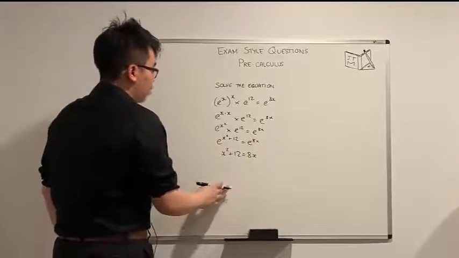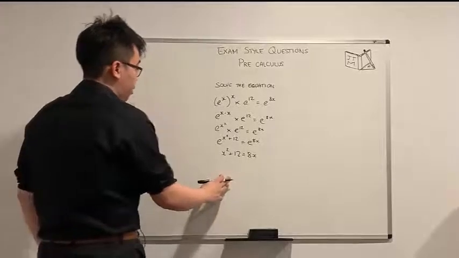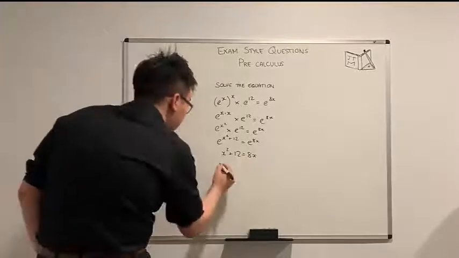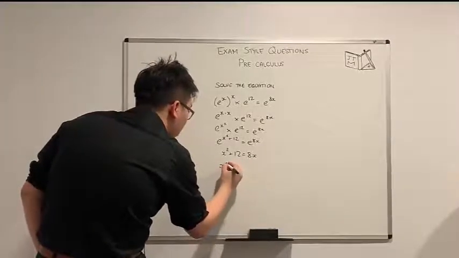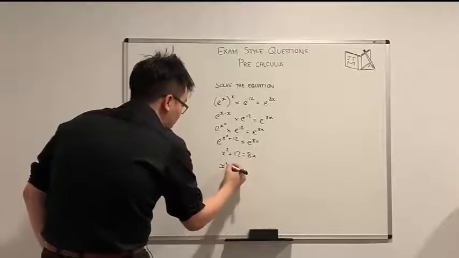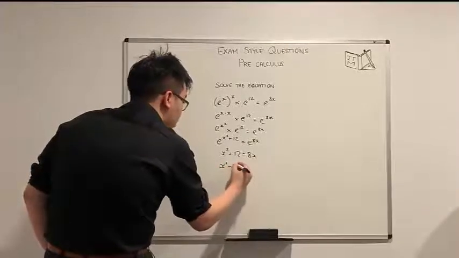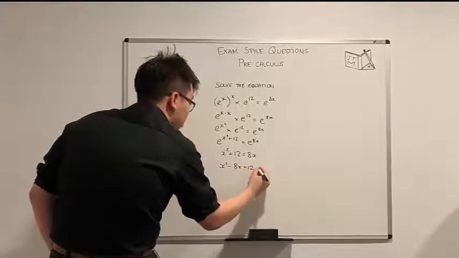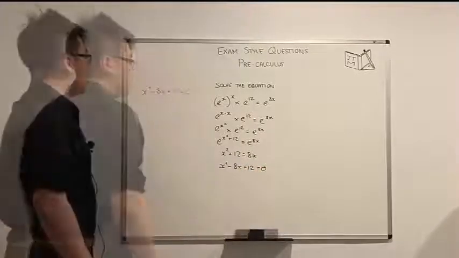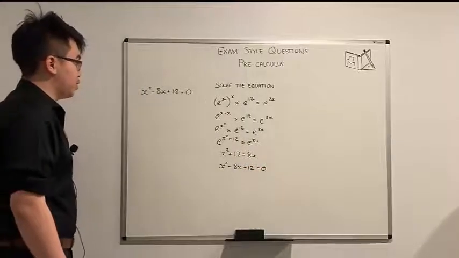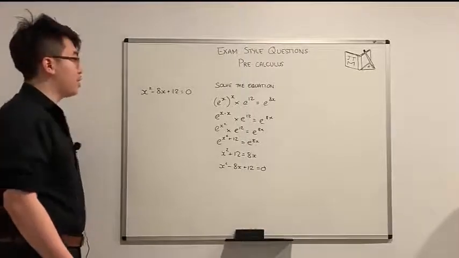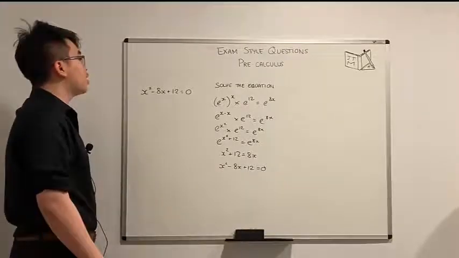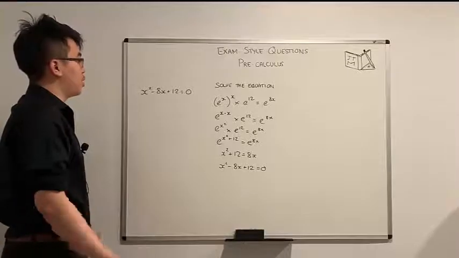Now you should notice that we've almost got a quadratic equation here. I'm going to move the 8x from the right side to the left side, and we're going to arrange these in descending order. So we've got x squared minus 8x plus 12 equals 0. Now we have a quadratic equation which equals 0, which means that there are a number of ways that we can solve it: factoring, the quadratic formula, and completing the square.